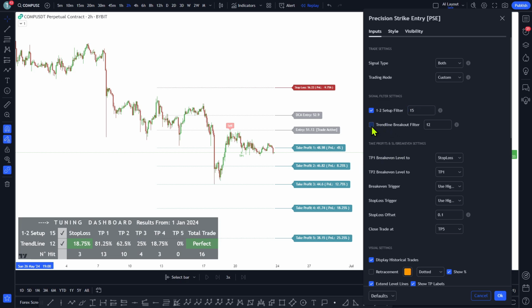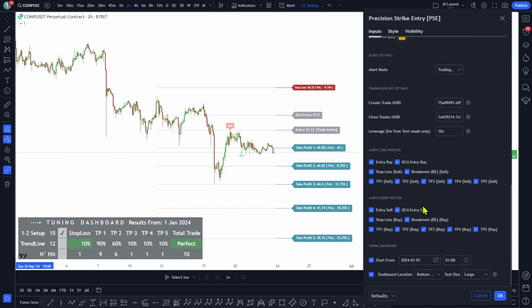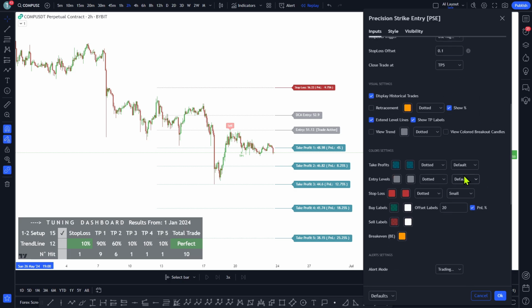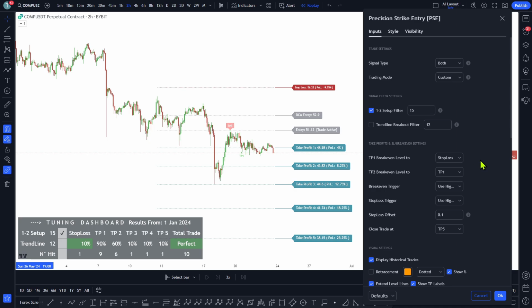I can disable the trendline breakout filter and just use the 1-2 setup filter. Here I can see that okay, the number of trades reduces to 10. However, only one went to stop loss. And if you go to the bottom of the settings, there you can see that this data is based on the 1st of January. We are currently in June, so that's 6 months of data. 10 trades. Statistically speaking, you want to see maybe more trades, like 30, so you could go even to a lower time frame and search for more trades and higher confidence in your trading, but it depends of course on you and your risk management style.